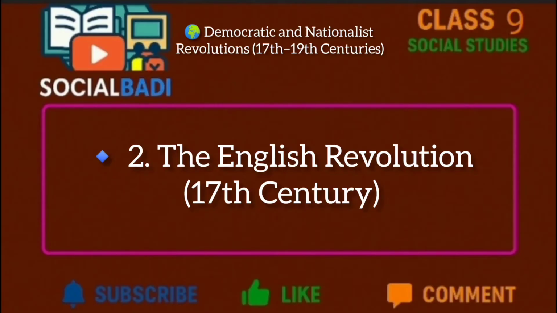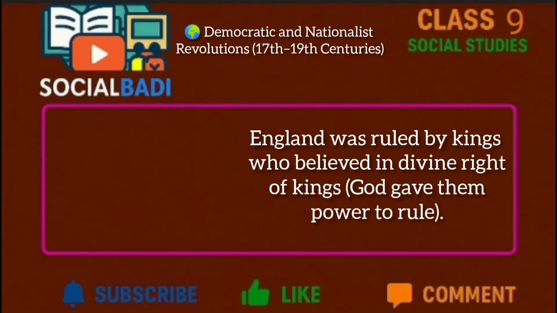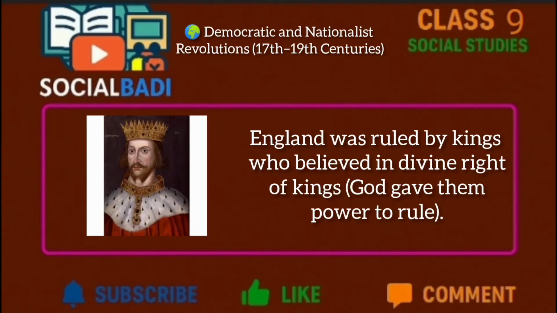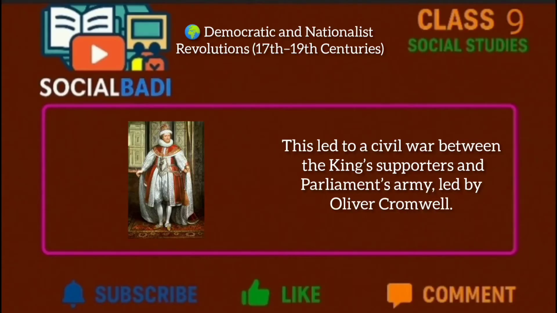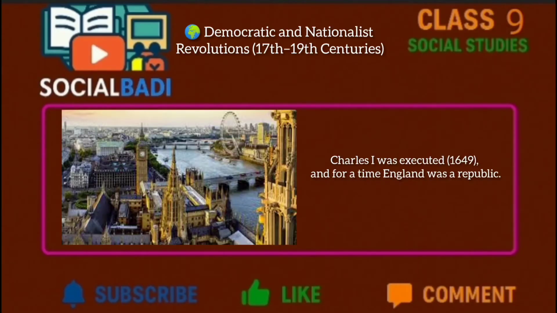The English Revolution, 17th century. England was ruled by kings who believed in the divine right of kings. God gave them power to rule. Conflict arose between King Charles I and Parliament over taxes and power. This led to a civil war between the king's supporters and Parliament's army, led by Oliver Cromwell. Charles I was executed in 1649 and for a time England was a republic.